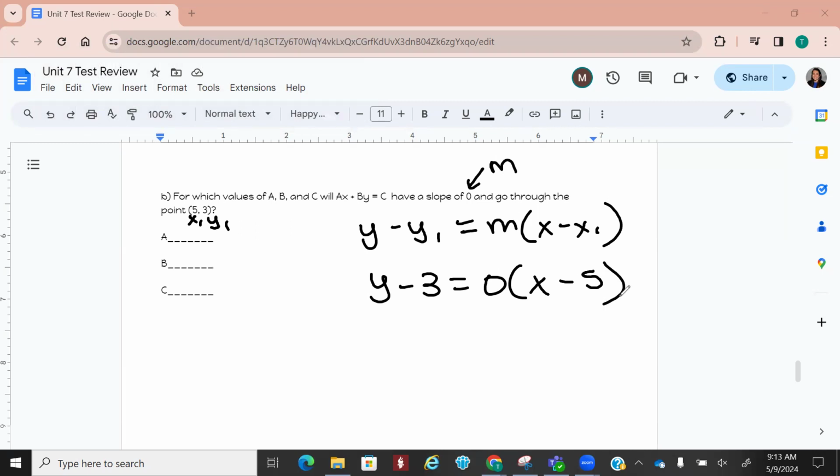Then you're going to distribute. So now you've got to get it into this form. Okay, so we're going to distribute the 0. 0 times x is just 0. 0 times 5 is 0.